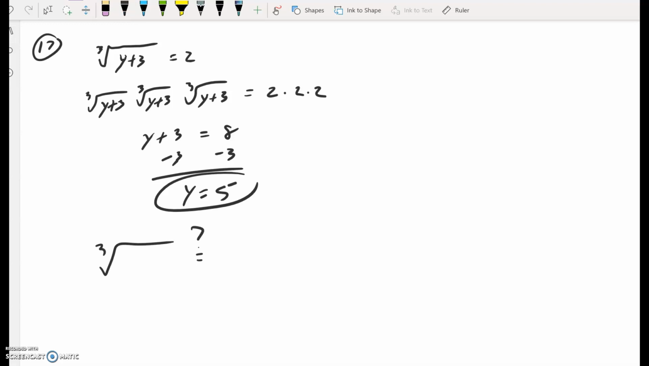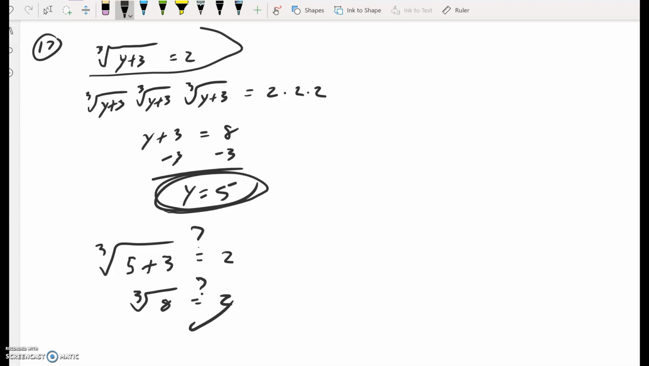Well, let's try to write it a little better than that. I still haven't gotten control of this pen. Does the cube root of 8 equal 2? And the answer is yes, that checks, and so 5 is the solution.